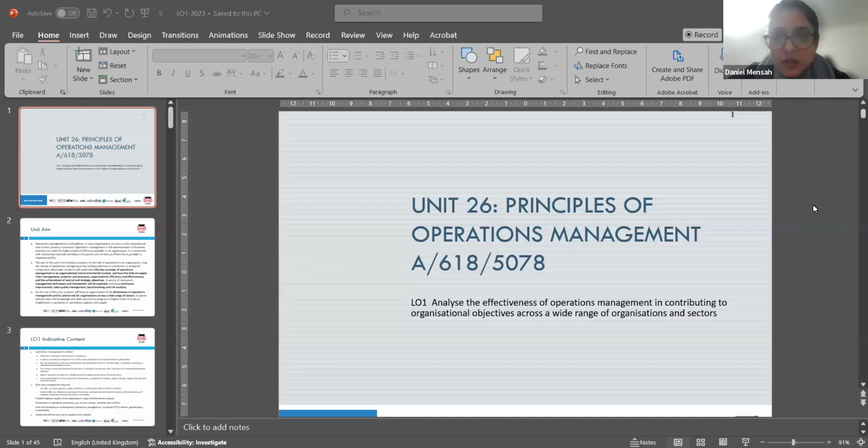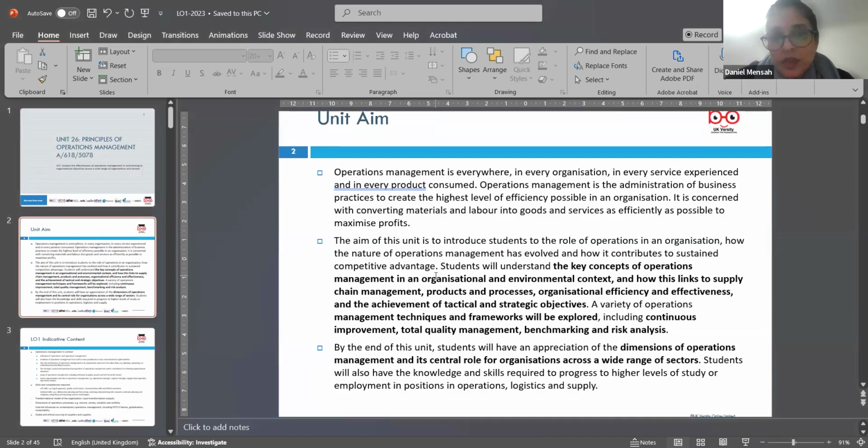Okay, so this is our Unit 26, Principles of Operation Management. This is a very interesting unit. It is all about, as the name explains, the principles. The name of the unit is Principles of Operation Management, so the name is explaining itself. It is all about the operations of the businesses.